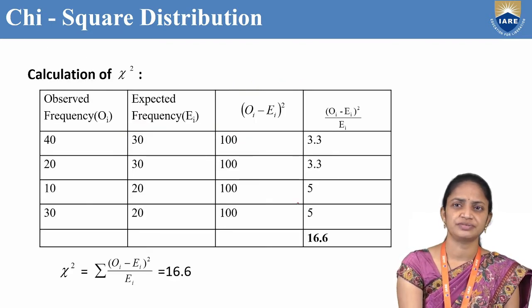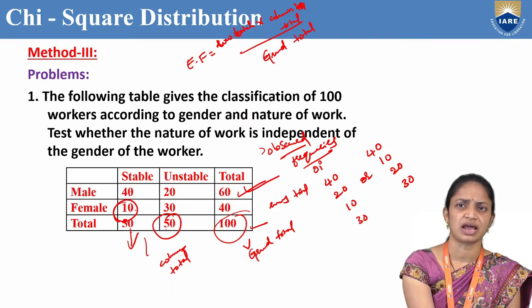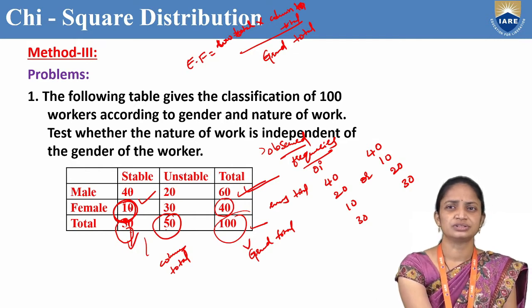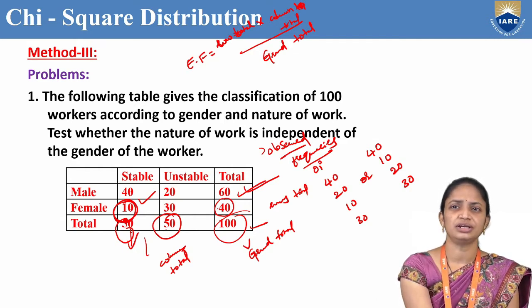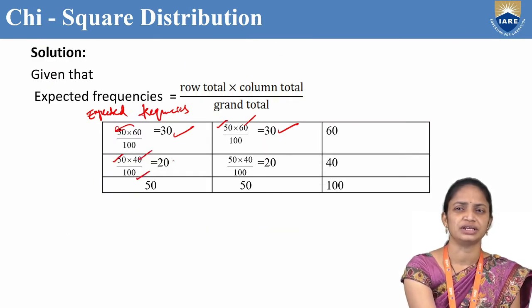Next, I am doing for this value. For this value, the row total is 40 and the column total is 50. So that value is 40 into 50 divided by the grand total 100, that is 20.